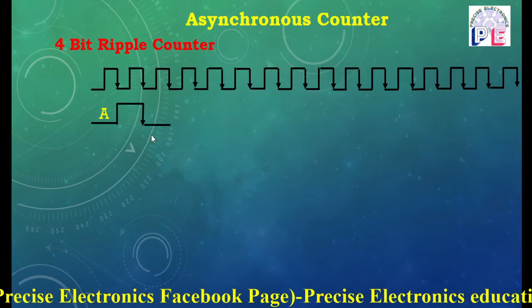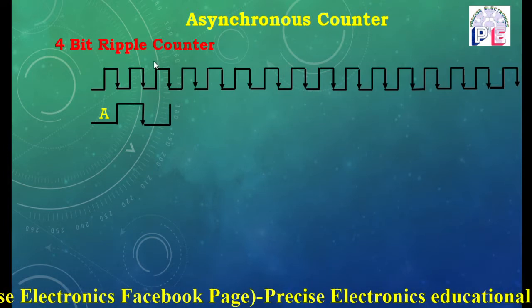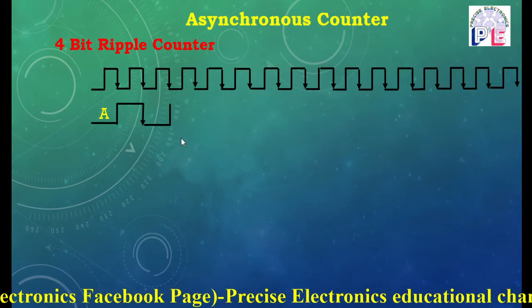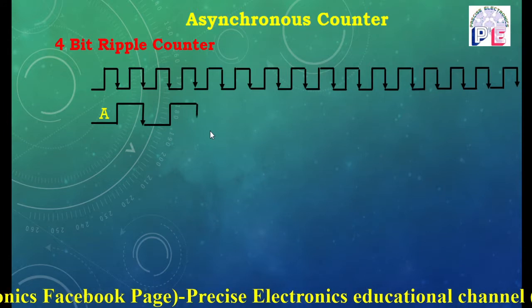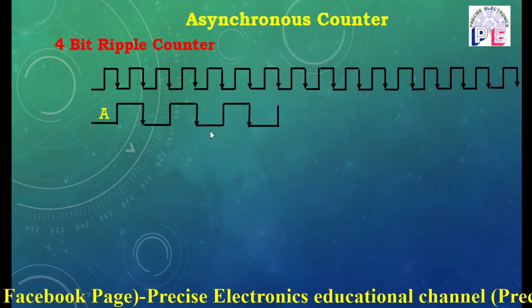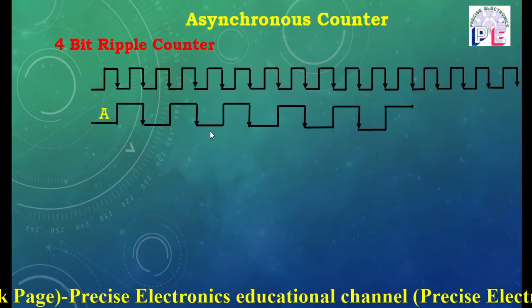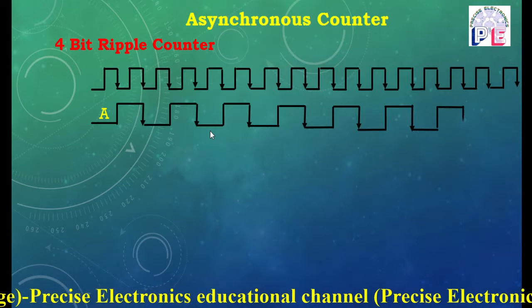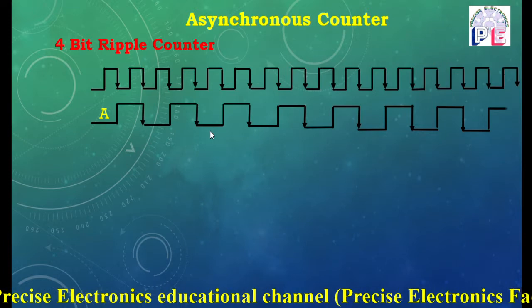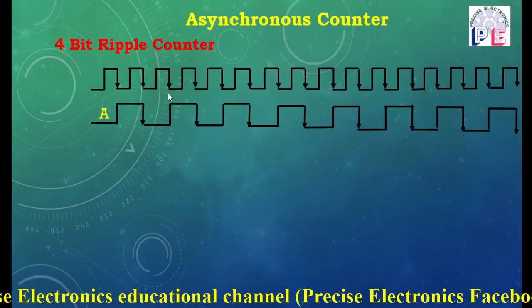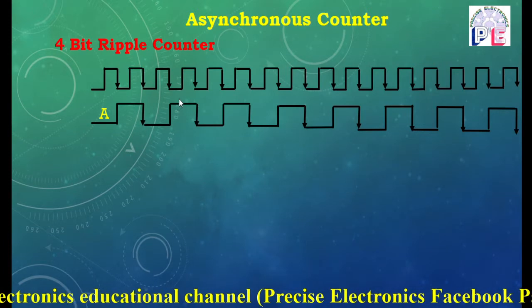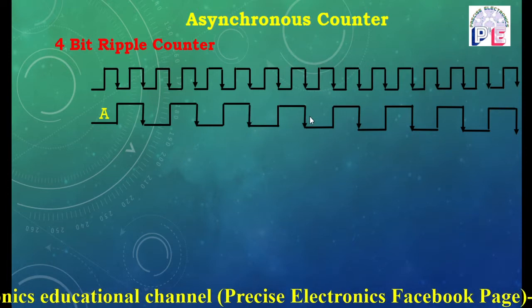Next, at the negative edge of the third clock pulse, once again A changes from 0 to 1. Then at the negative edge of the fourth clock pulse, once again A changes from low to high. That means transition of A occurs. With every negative clock pulse, A changes its state from 1 to 0 and 0 to 1, which means transition of state occurs.